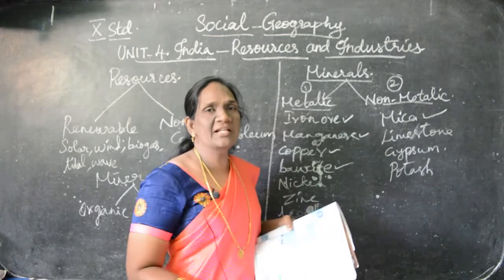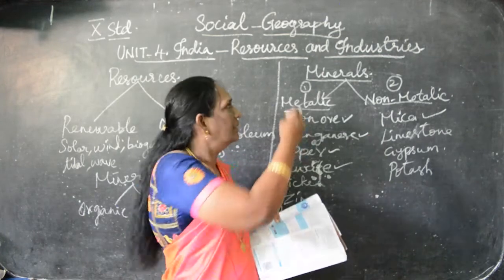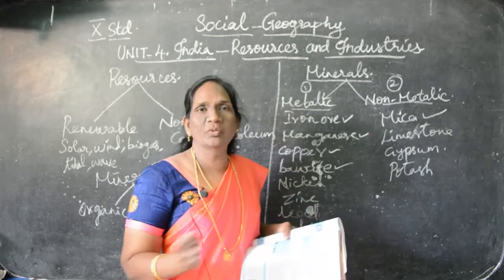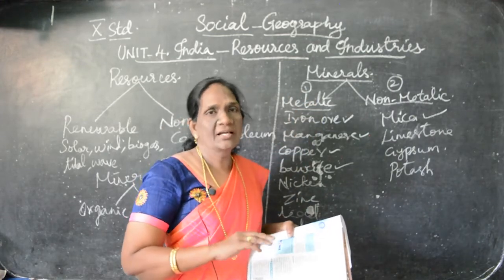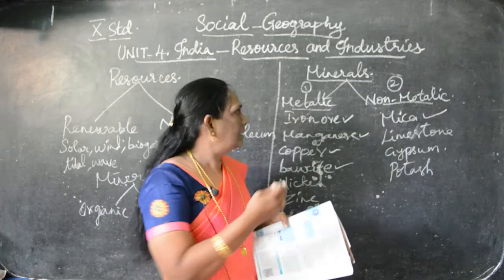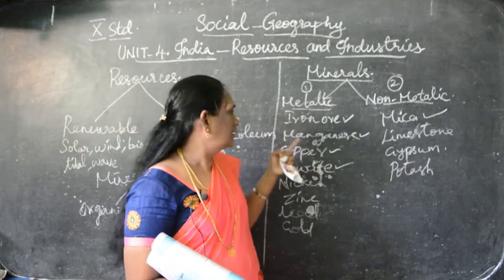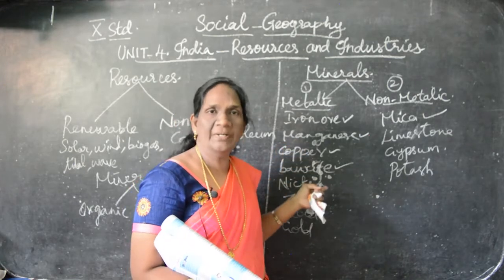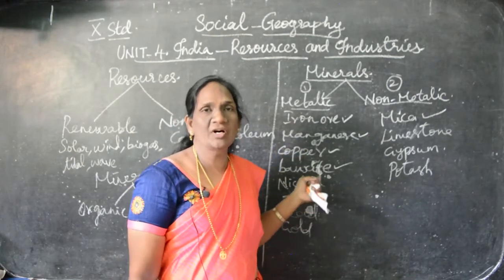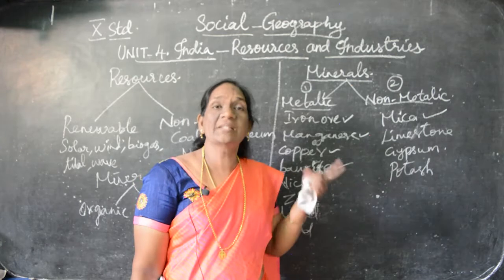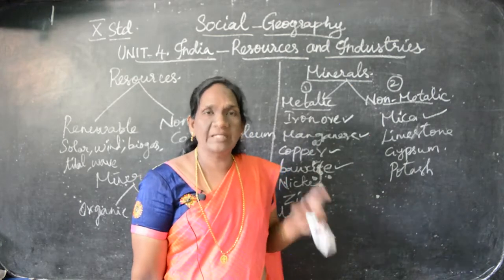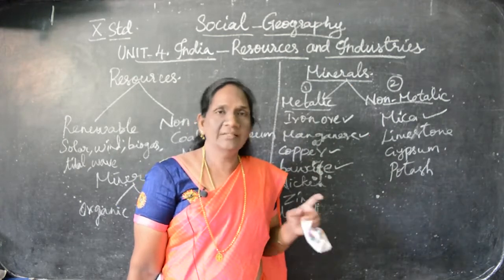In the previous class, I taught you about minerals. Minerals are of two types, metallic minerals and non-metallic minerals. Among metallic minerals we saw iron ore, manganese, copper, bauxite. These are metallic minerals, that is, they contain metal. It is hard. We saw all that.